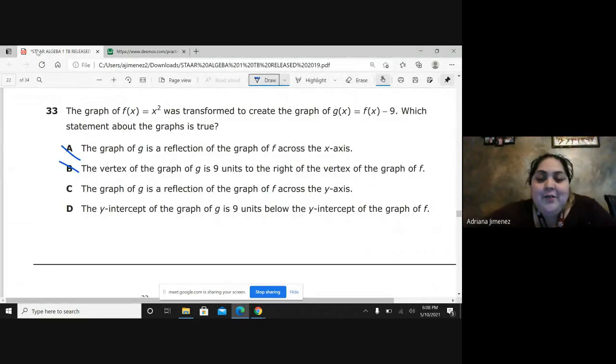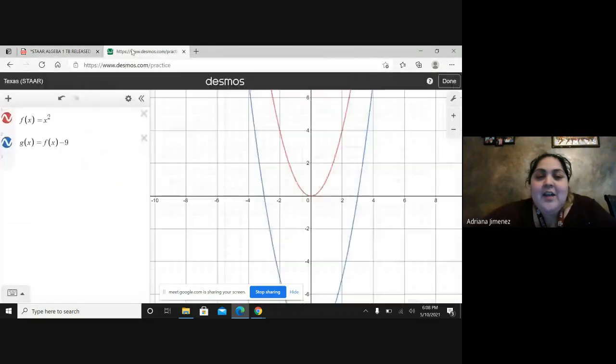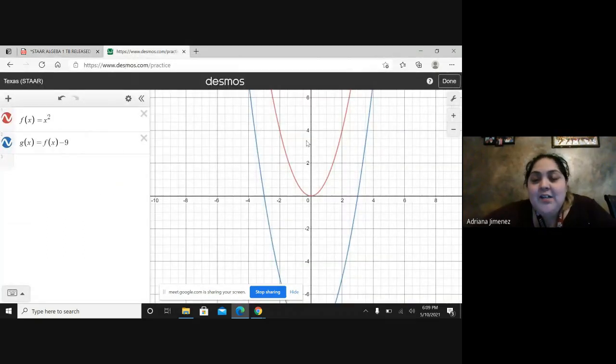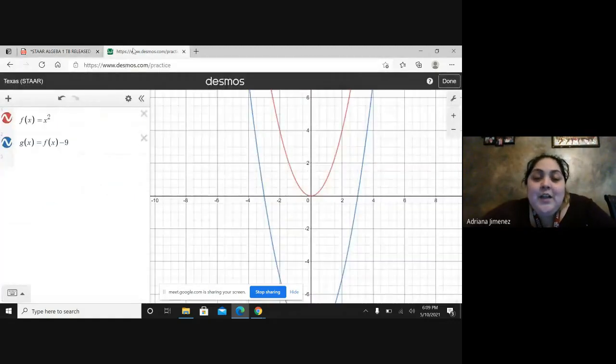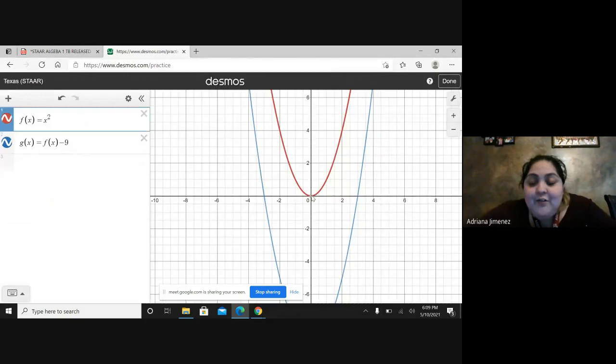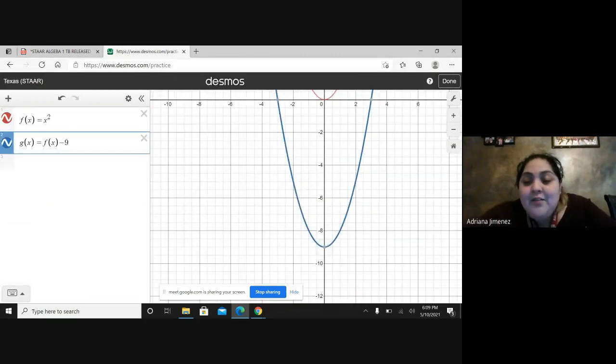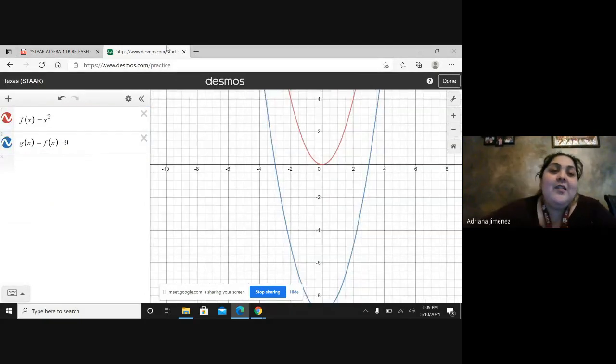Next one says the reflection across the y-axis. If it's a reflection across the y-axis, it would be the exact same width, and this blue one is a little bit wider. You see how it has this space in between the red and the blue, so that doesn't match. That means my last one has to be the answer. The last one says the y-intercept is 9 units below. The y-intercept was at 0, 0, and yes, it moved down to 9. So the answer is that one.